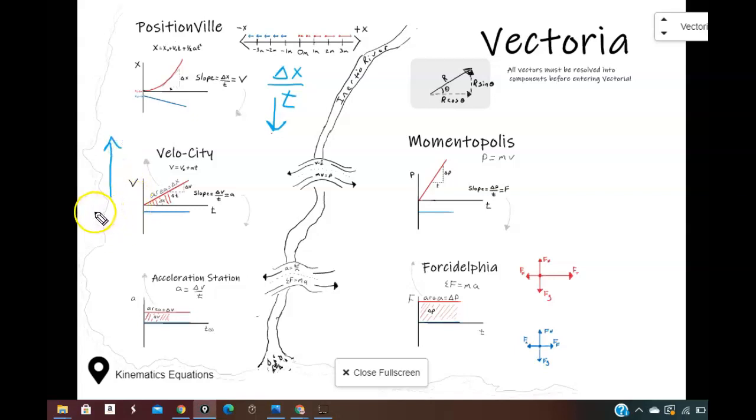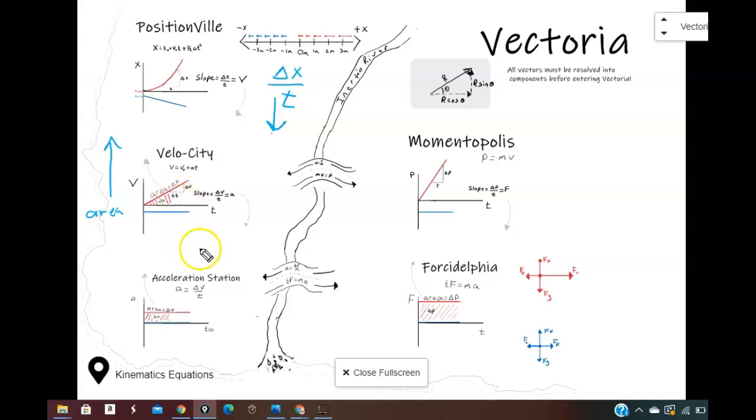Another rule is that if I move up in the map, I take the area under the graph of the thing below it. So from velocity, if I take the area under my velocity-time graph, I get a displacement, a change in position, for how far that thing actually went.